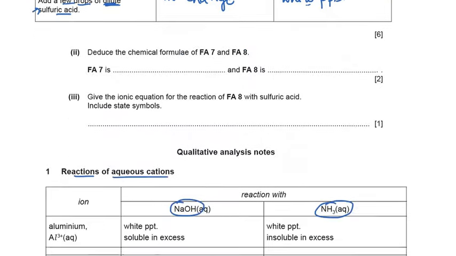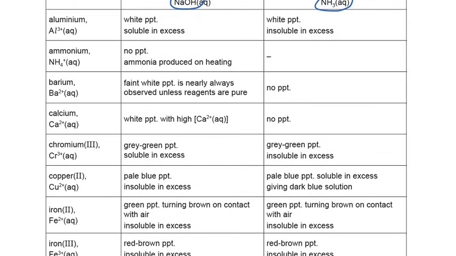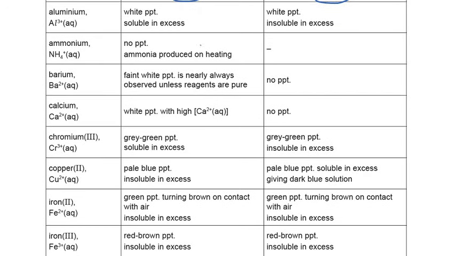So we need to check the cation for this, and then white precipitates which were insoluble in excess reagent for Fa8. So let's go ahead with the NaOH. Here we got white precipitates with Fa8. Now white precipitates are there for aluminium, but it is soluble in excess NaOH. Now ammonia we didn't perform, so we didn't need to check for that. Now with ammonium ion, it says no precipitates, but ammonia gas is produced on heating. Now we have already seen that there was a colorless gas which turned red litmus paper to blue.